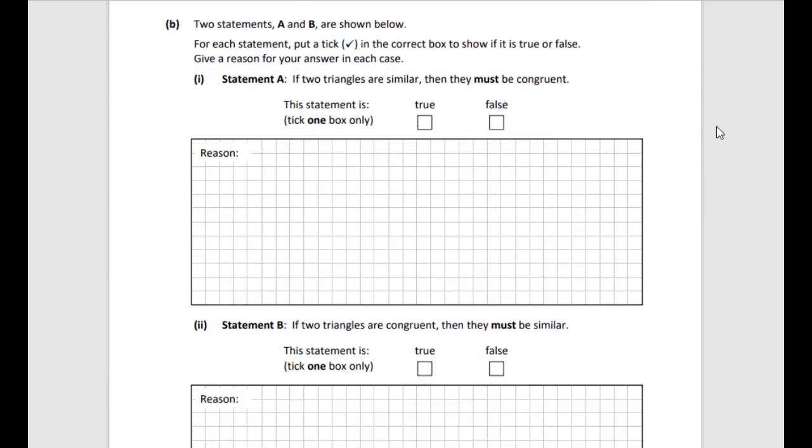Two statements A and B are shown below. For each statement, put a tick in the correct box to show if it is true or false. Give a reason for your answer in each case. Statement A. If two triangles are similar, then they must be congruent. So that's going to be false, and the reason is congruent triangles.